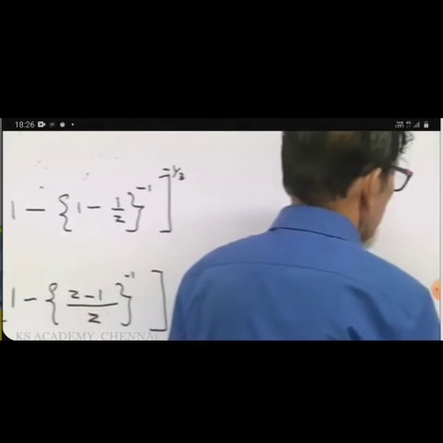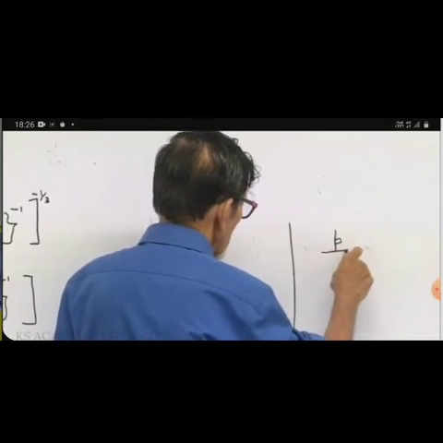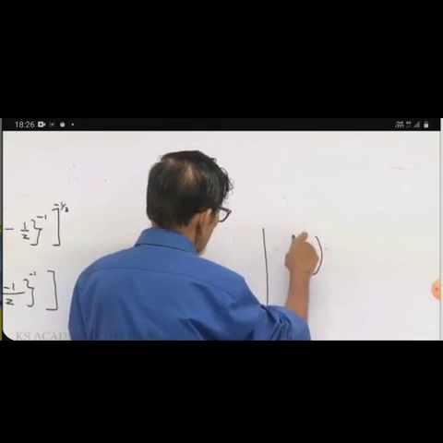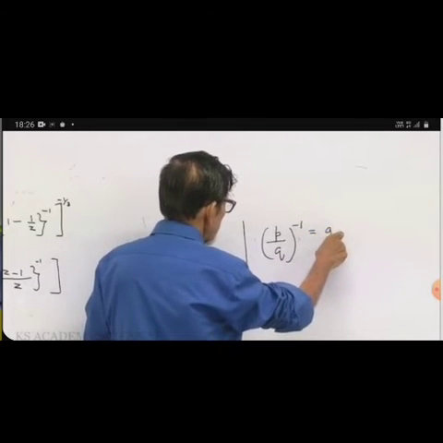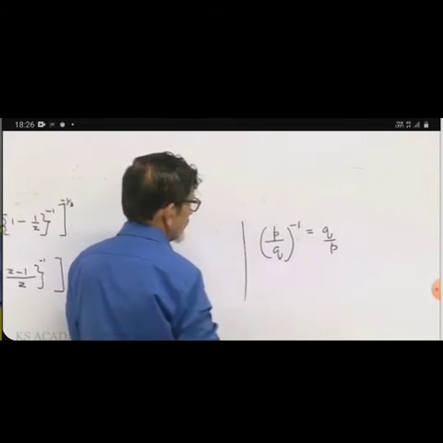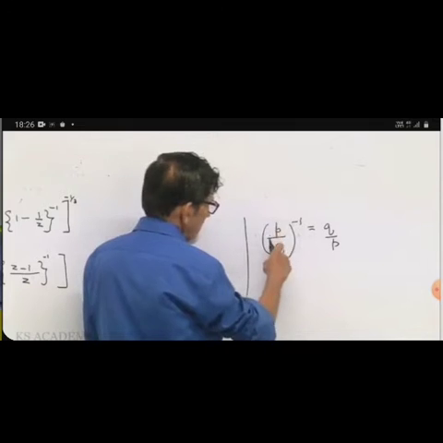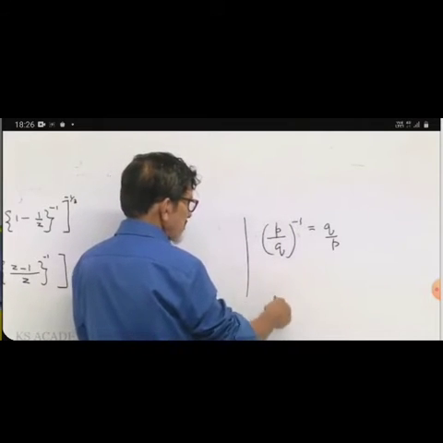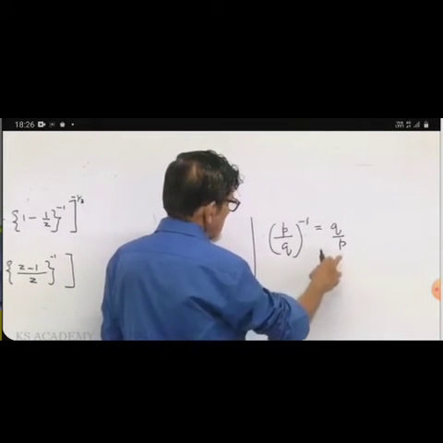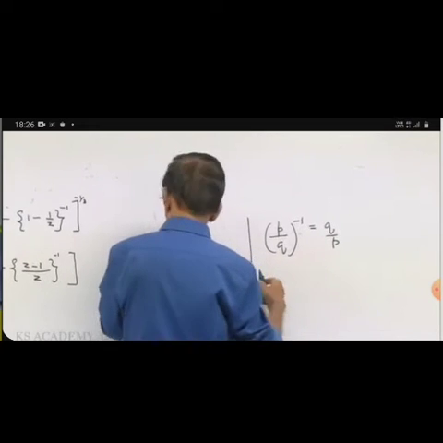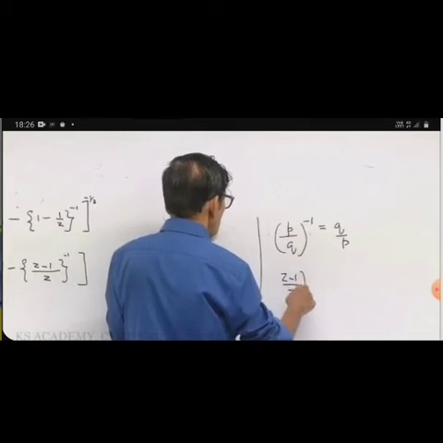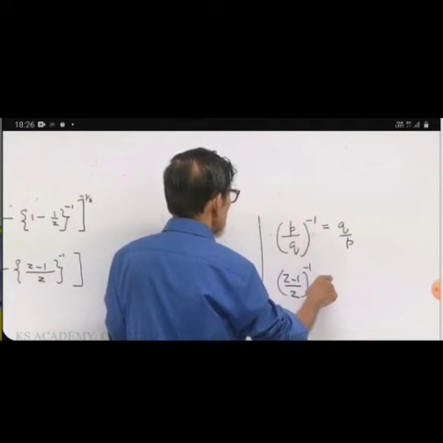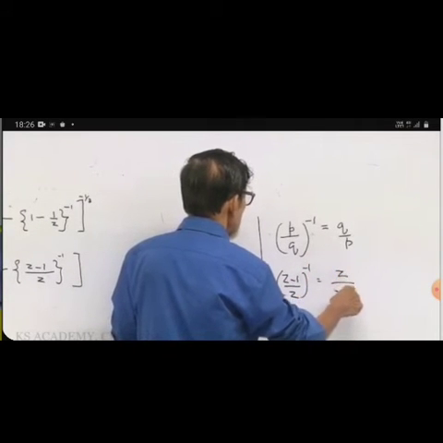Side you put p by q whole power minus 1. What is the answer? Q by p is the answer. P by q whole power minus 1, answer is q by p. So z minus 1 by z power minus 1 is equal to z by z minus 1.